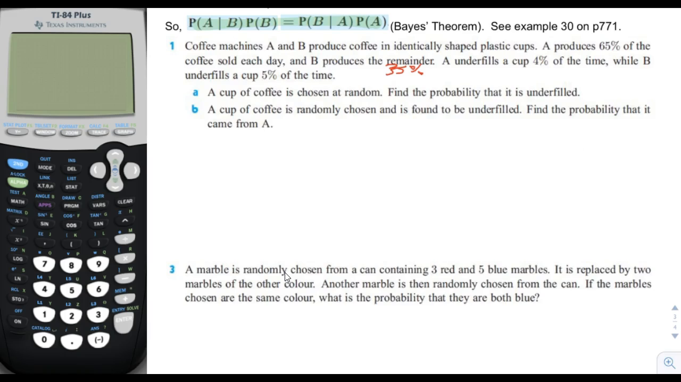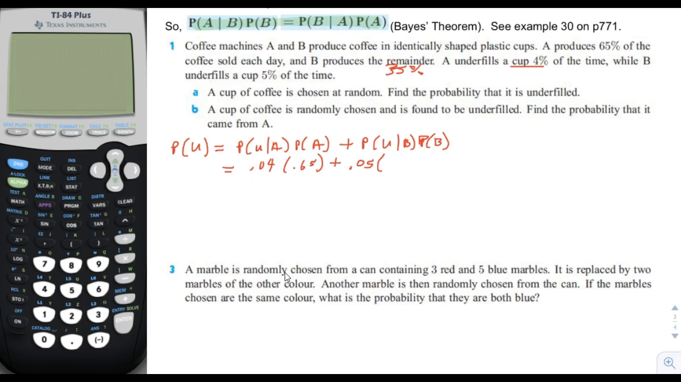Okay, so the probability that it is underfilled is equal to the probability that it's underfilled given that it is coffee A times the probability that it's coffee A plus the probability that it's underfilled given that it's coffee B times the probability that it is coffee B. So the probability that's underfilled given coffee A is 4%, and the probability that it is A is 65, and then the probability that's underfilled given that it's coffee B is 0.05, and the probability that it is coffee B is 0.35.